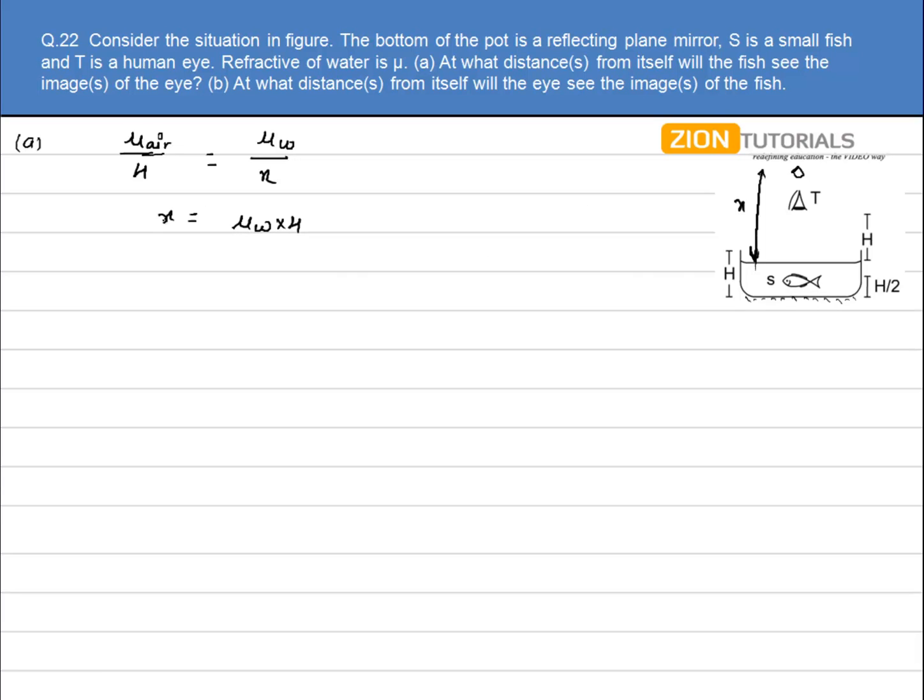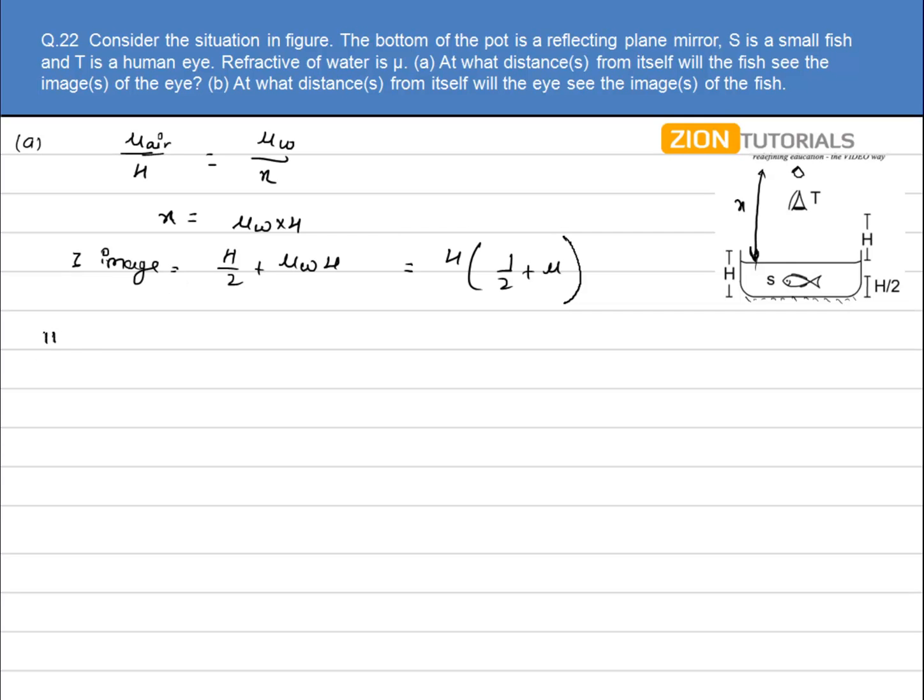Now this is the location of the image that is formed by this reflecting surface. So the first image that the fish will see will be at a distance of h by 2 plus mu w of h. That comes out to be h times of 1 by 2 plus mu. This is the location of the first image from the fish. Now the location of the second image.